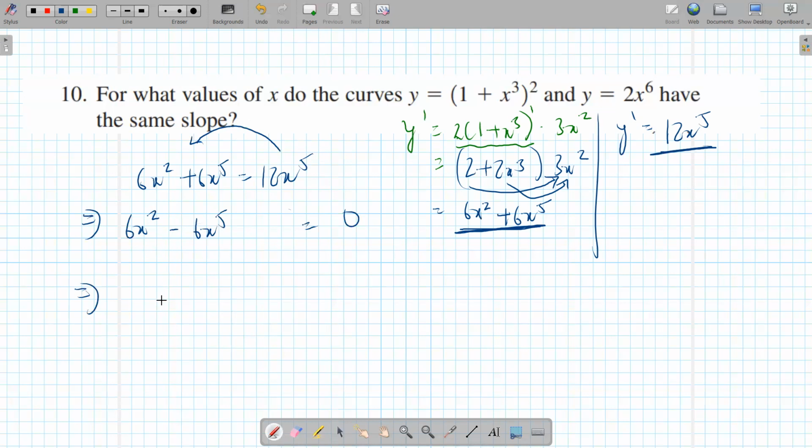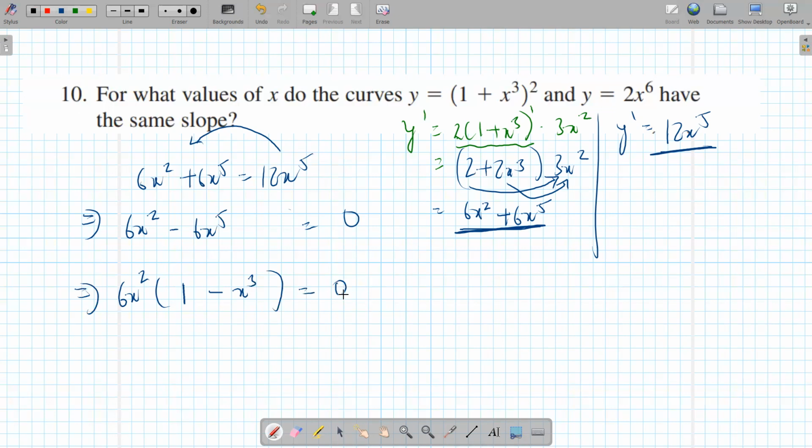We can pull something out from both of them. What can we pull out? Six x squared. Yeah. What are we left with? x cubed. You're going to be left with something here as well. One. Because you're pulling 6x squared out of 6x squared, you're left with a one, okay? The number of terms is going to stay the same. Whenever you're doing this GCF thing, if you started off with two, there should be two terms in the bracket.